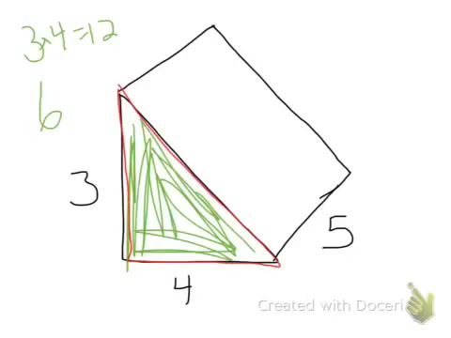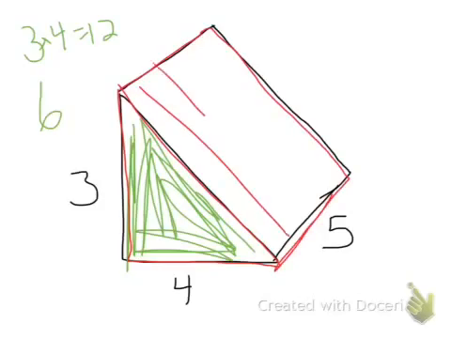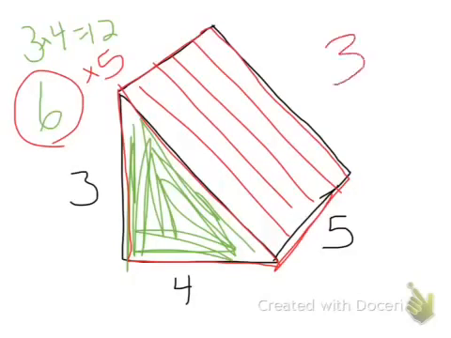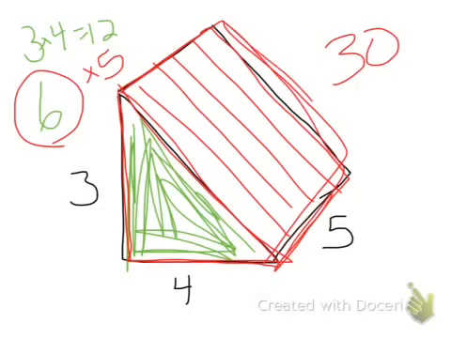Now, all we have to do is we know that it's 5 deep here. There's 5 layers of it. So all we're going to do is take that 6 and multiply it by 5 layers, which gives us our answer. So just like before, all you have to do is find the area of the triangle and then find how deep it is and multiply it by that. So again, we're going to divide it by 2 since it's a triangle.